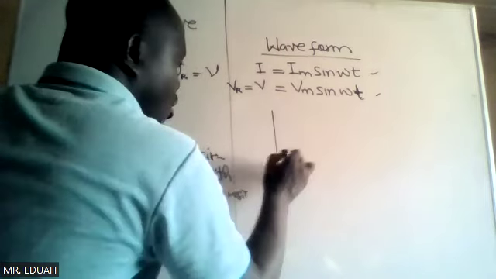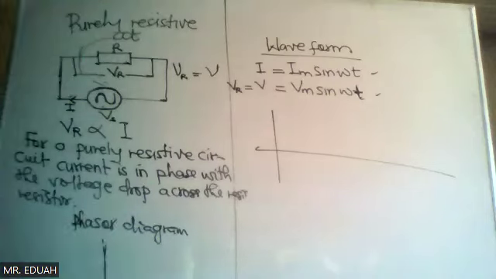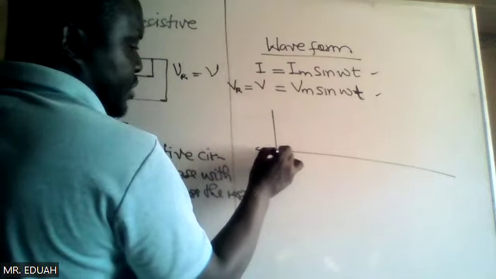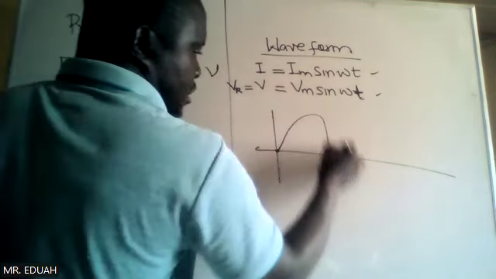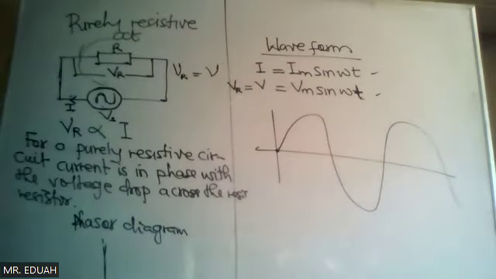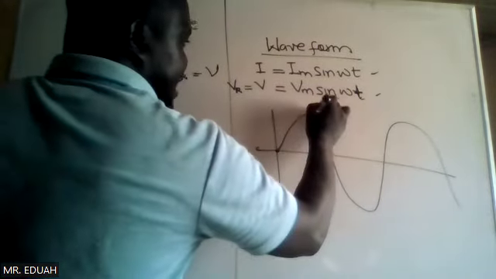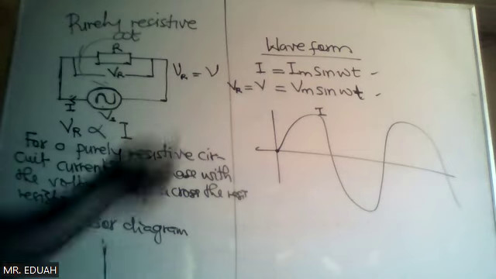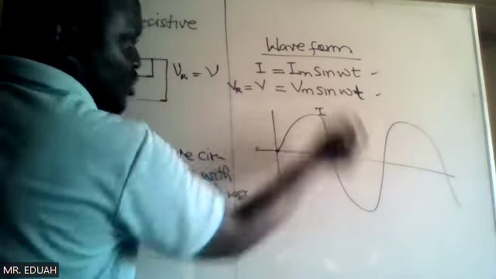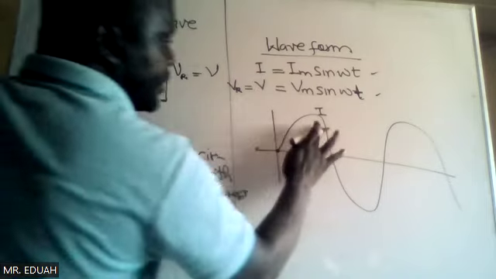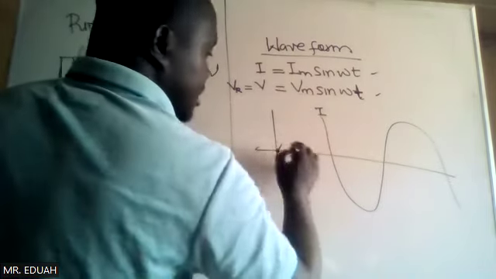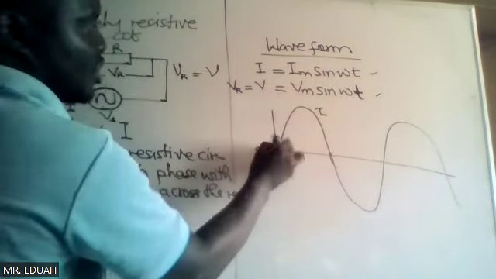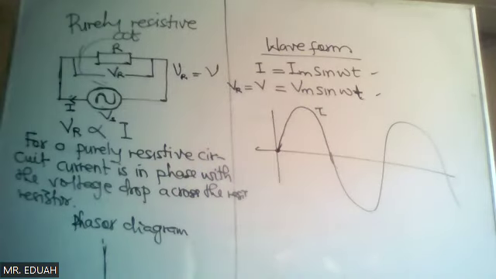Now, when you draw on the graph, this is a sine function. They start from 0. So this is for I, the current. Now the voltage drop across the resistor is also the same thing. It's also a sine function, and it starts from the origin. Let me draw this properly. So this is also a sine function starting from the same point.